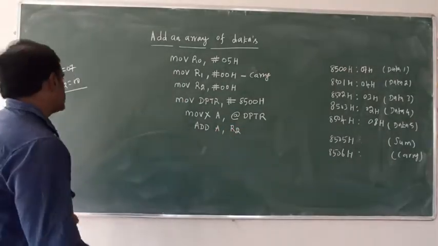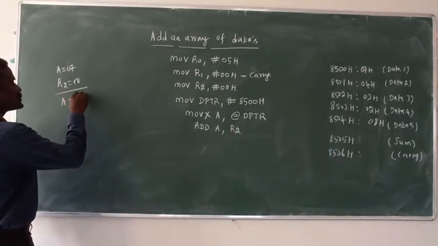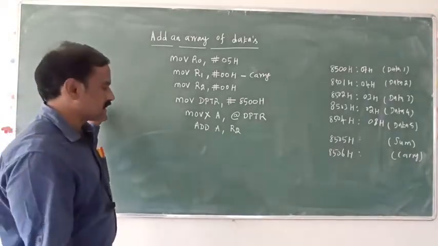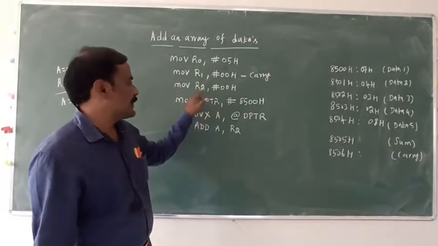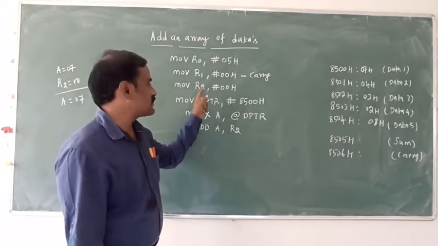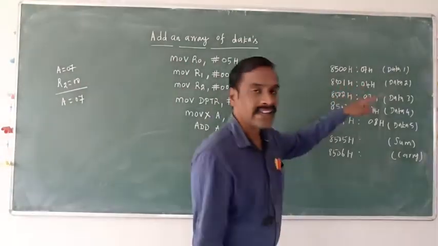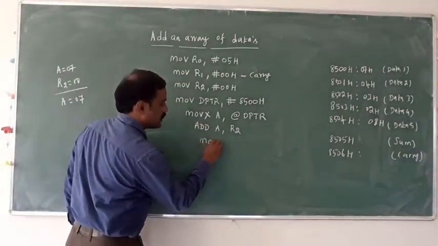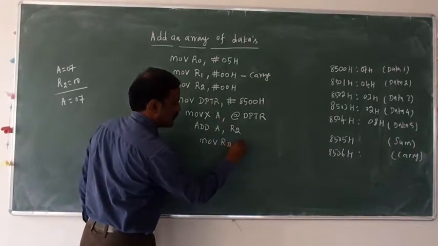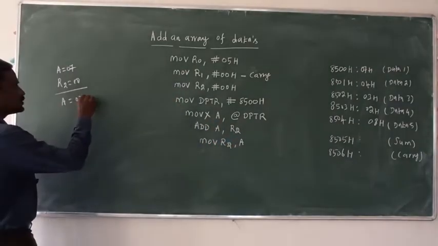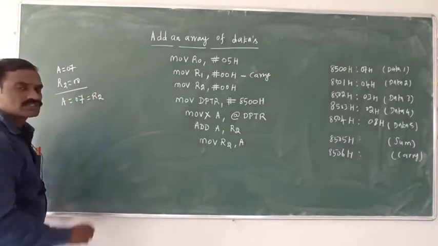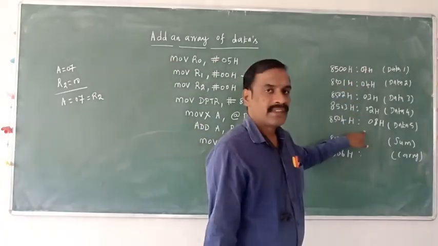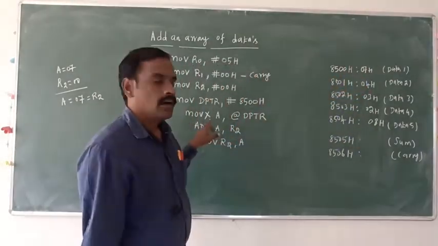Okay, after addition the accumulator result is 07. This result is temporarily moved to the R2 register, and then it will be added with the next data. For that we move this result temporarily to the R2 register: MOV R2, A. Now the A register data is moved to R2. Register R2 is 07. Now data 1 is already added.